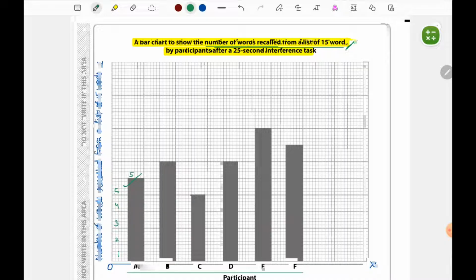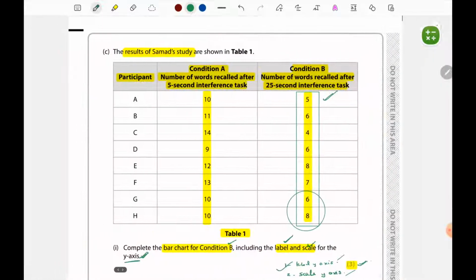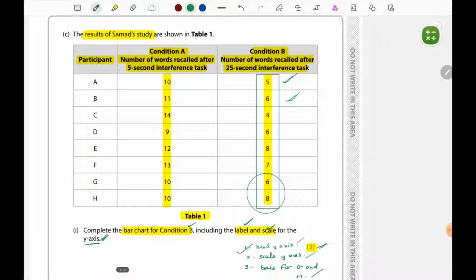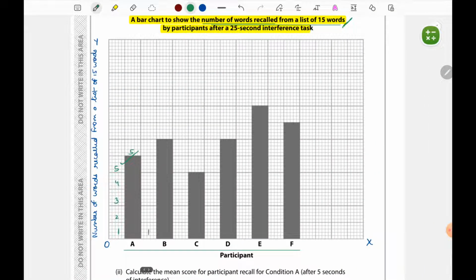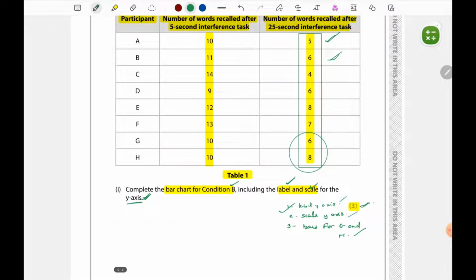Now, just to double check that this is indeed the case, we can see B has recalled 6 words. So the bar for B is reaching 6 squares. And just because I'm demonstrating, we don't need to check so much, but just to make it more clear, C has recalled 4 words: 1, 2, 3, and 4. So here what they have done is they have taken half a centimeter, or 0.5 centimeter, to represent 1 unit, that is 1 word recalled. So we need to follow that pattern.